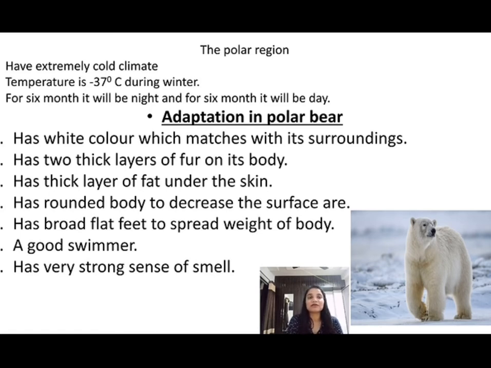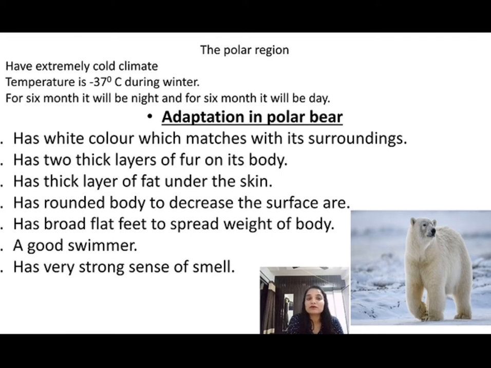There are two conditions. It is a very cold, extremely cold climate, because it is getting less sunlight, and during winter the temperature is minus 37 degrees Celsius. We cannot survive at all, and you will not find a single water droplet. Next, for 6 months there will be night, and for 6 months there will be day. So not a single tree or greenery can survive.